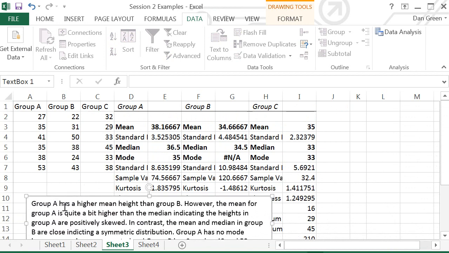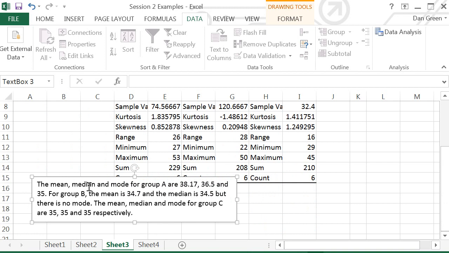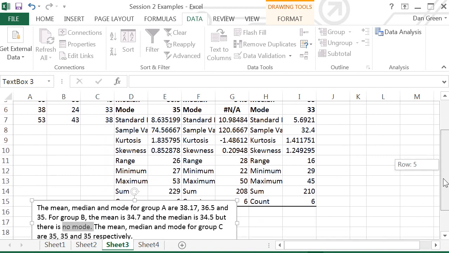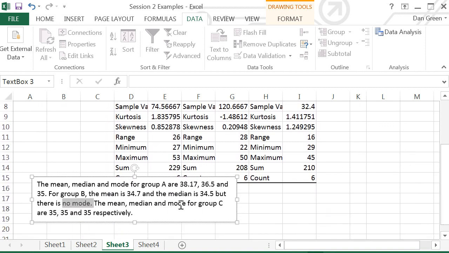So we can note that there we go. So my summary was just that the mean, median, and mode for group A were 38.17, 36.5, and 35, respectively. For group B, the mean is 34.7, the median is 34.5, but there is no mode. And again, that is because we got this NA for group B. And then mean and median and mode for group C were 35, 35, and 35 respectively.